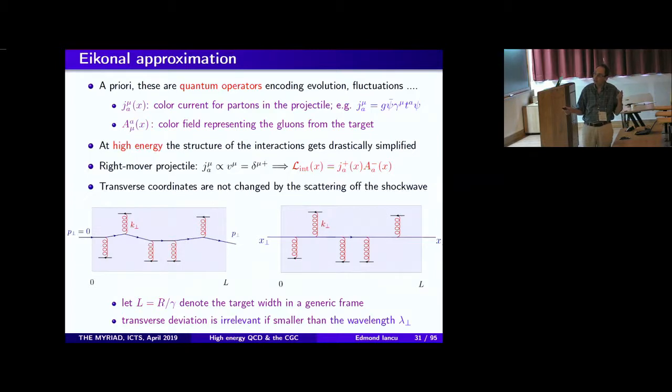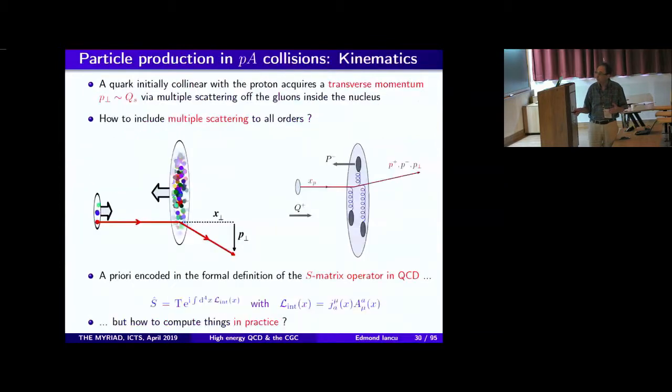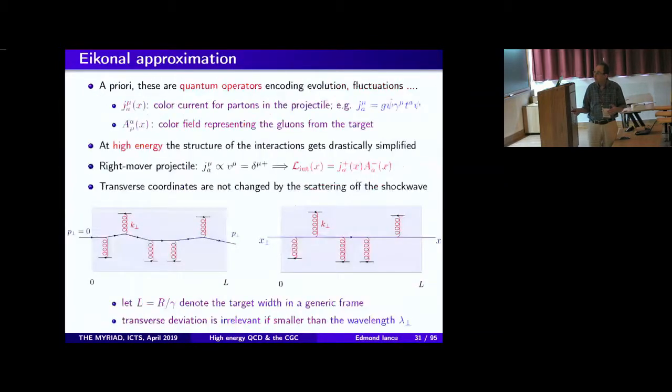So the current has only a plus component, which means that the coupling between the current and the color field of the target only involves the minus field in the target. That's a trivial simplification, which is obvious, but it's important. So instead of J mu A mu, you have J plus A minus. Less trivial and equally important is that, in the scattering described by this S matrix I showed to you here, in the high energy regime, one can ignore the change in the transverse coordinate of the quark.